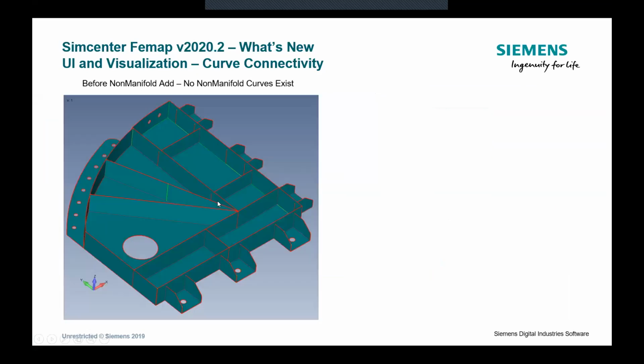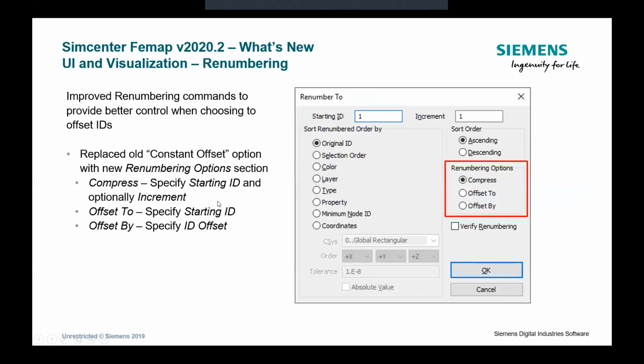Okay, just going to go back here to the presentation. We had a bunch of renumbering options. Anybody who's used the modify renumber all command noticed that we had options to compress, offset to and offset by. We just basically now added those same options into all of our renumbering commands just because they make more sense. They're a little bit more straightforward. And you typically then know, based on which one you have chosen, exactly what values you need to enter at the top.